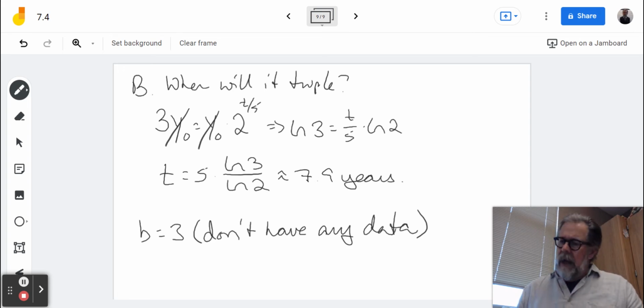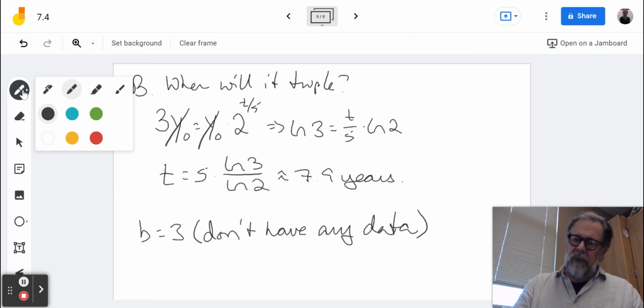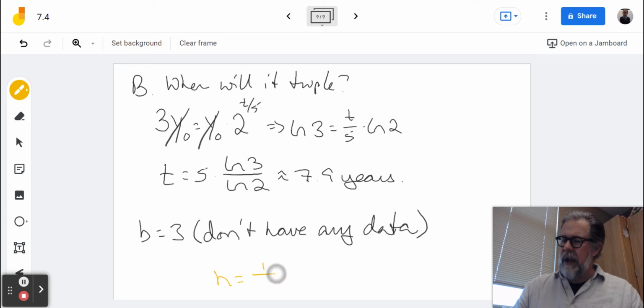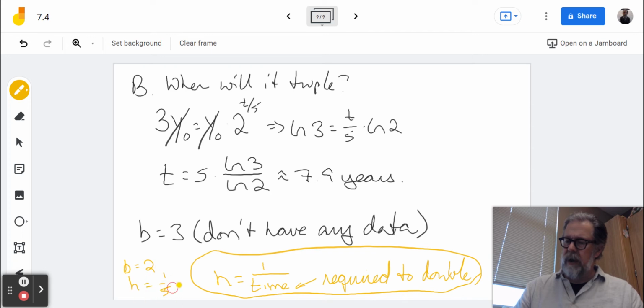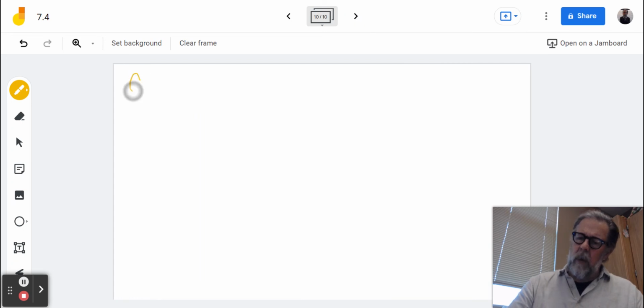All right. But what I do notice from this, and this is something that maybe we can take away, is that our value of h was 1 over the time, and it's 1 over the time required to double in this case. So if I'm going to use a double, which means that b equals 2, then h is equal to 1 over the time it took to double.